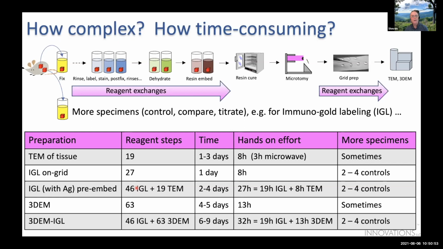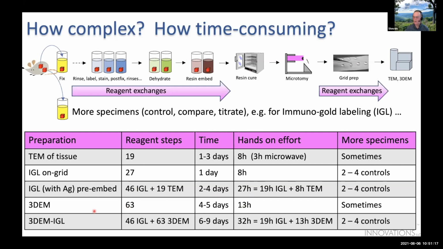That's a lot. And typically, after we do the immunogold labeling, we're going to be then embedding the sample for TEM. So we're talking about a 2 to 4 day process. And if we add up the hours, we're looking at about 27 hours of hands-on time. 3D-EM, even more steps than immunogold, even more time.